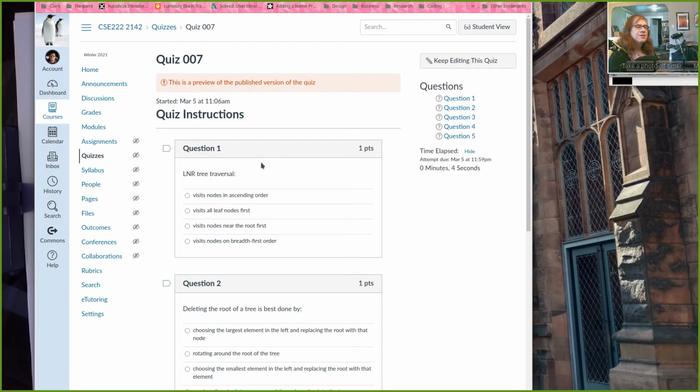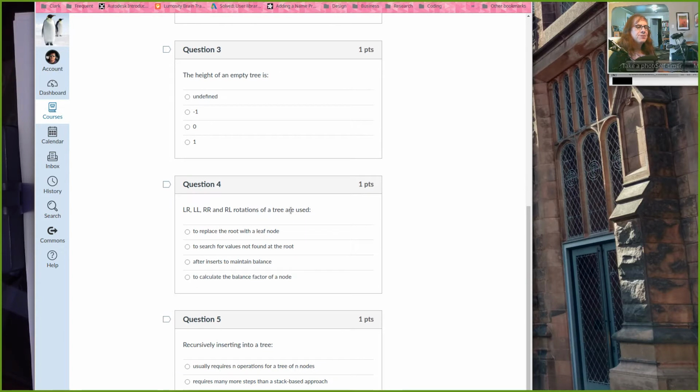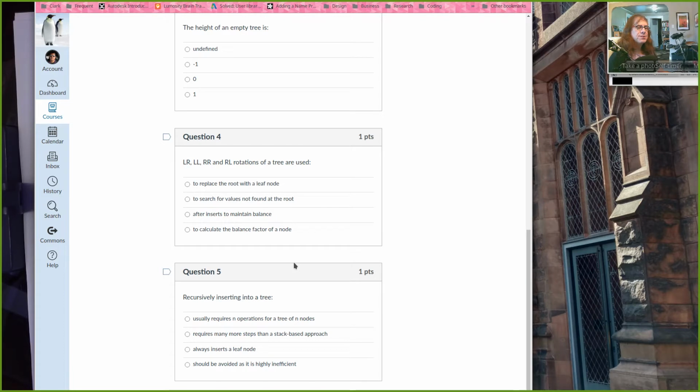Left, right, left, left, right, right, right, left rotations. Oh, is that on a quiz? Which quiz number is that? Quiz 7. Oh, I didn't even know there was a quiz 7. We may have to ditch that quiz. Let's see: left node, right tree traversal, deleting the root in the node, the height of an empty tree, recursively inserting into a tree.